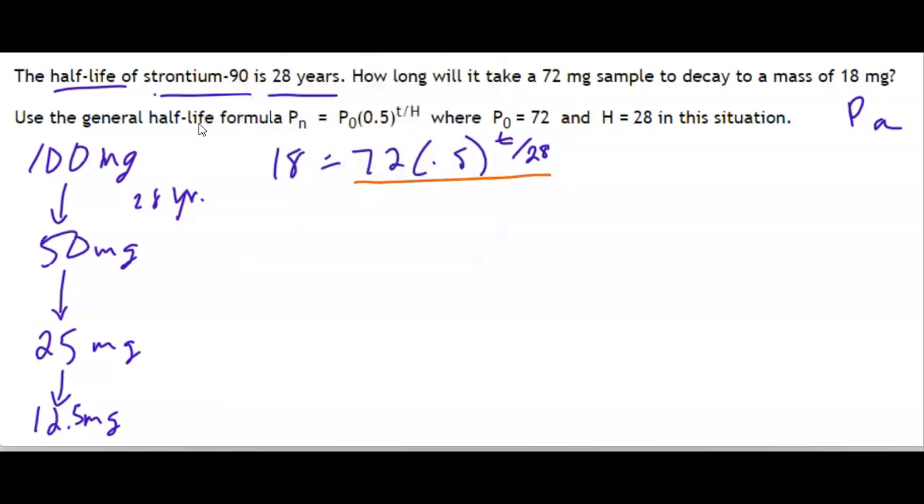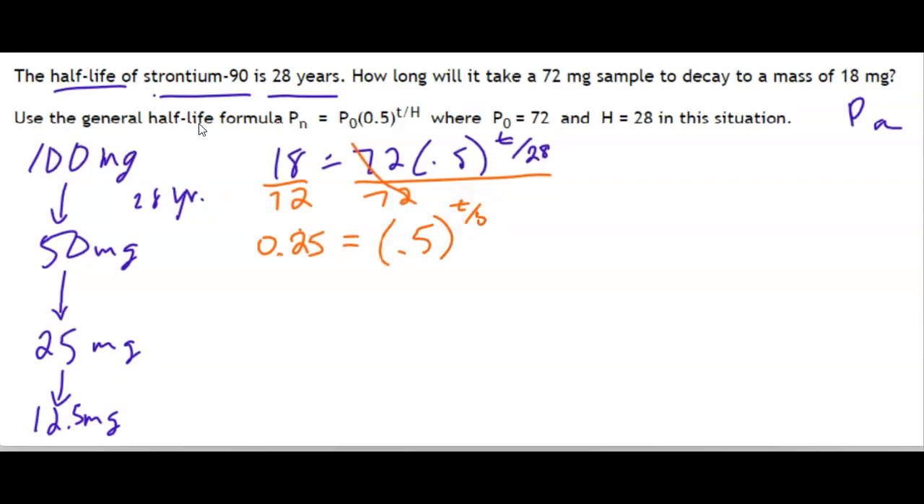So if you solve this using logarithms, you're going to divide both sides by 72 so that we can isolate that exponential expression. And 18 divided by 72 reduces to 1/4, or let's write it as a decimal, 0.25, is equal to 0.5 to the T over 28 power. Now that is in exponential form like a to the c, where a is the 0.5 and c, the exponent, is T over 28. It's equal to 0.25.